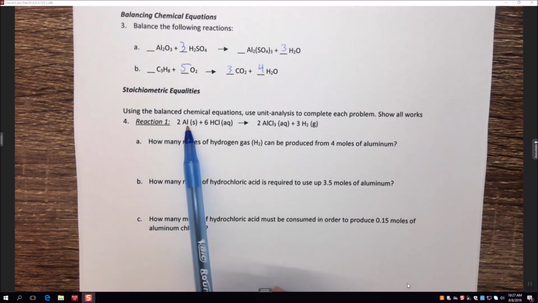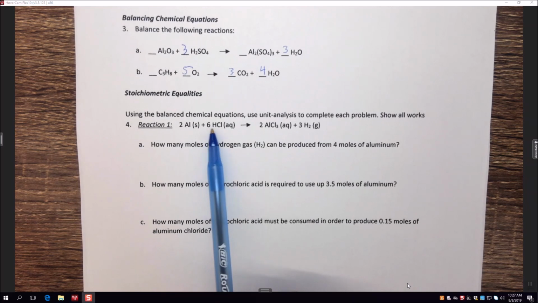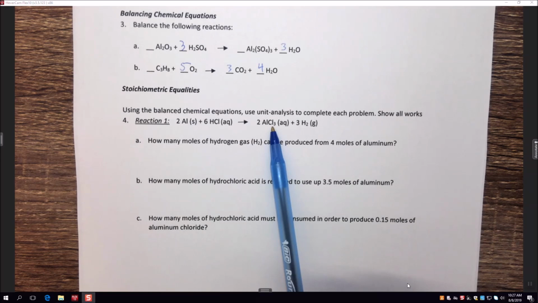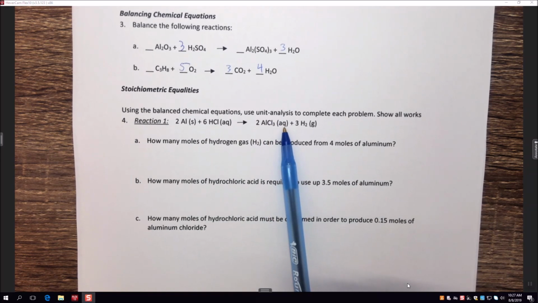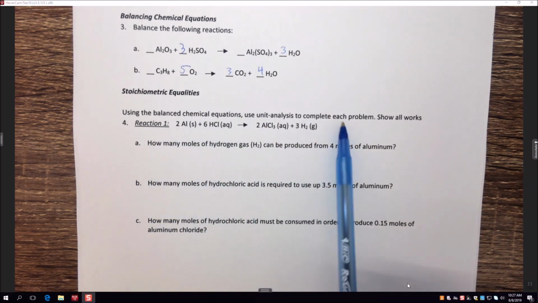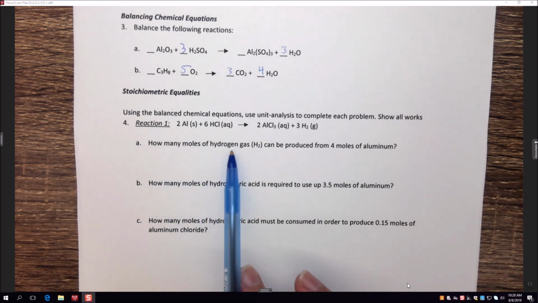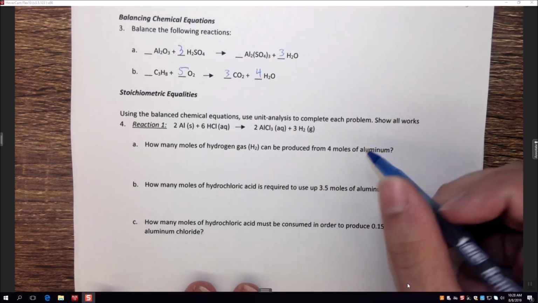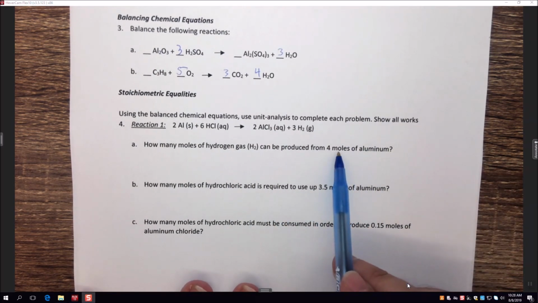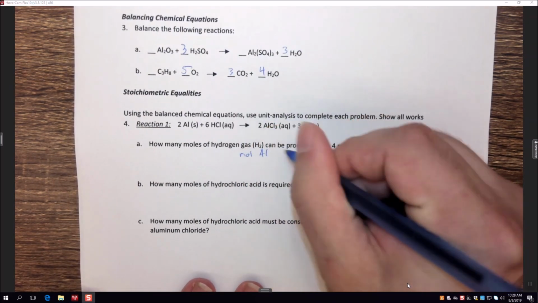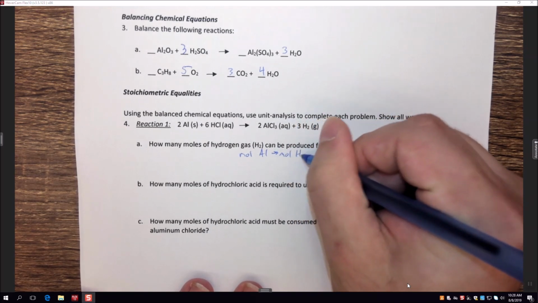So our first reaction is 2 aluminums, solid, plus 6 HCl, hydrochloric acid, aqueous, yields 2 AlCl3, aluminum chloride, aqueous, plus 3 H2, hydrogen gas. So it's going to ask us some questions that relate to this chemical equation. Our first question is how many moles of hydrogen gas can be produced from 4 moles of aluminum? Well, if our question is asking us going from moles of aluminum to moles of hydrogen gas, we're going to go from moles of aluminum to moles of hydrogen gas.